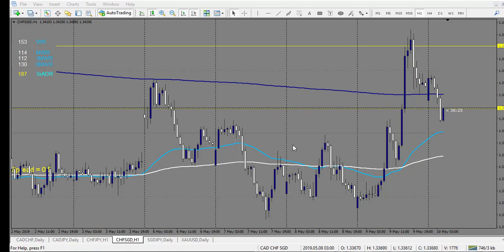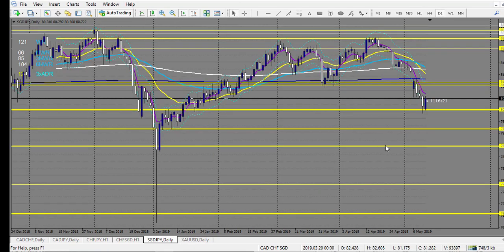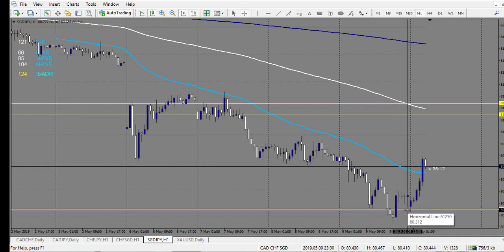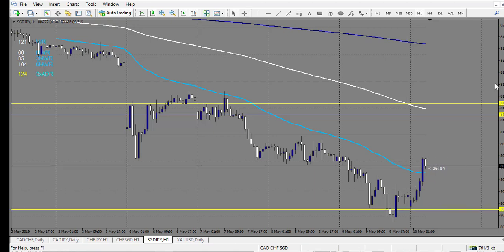Now let's look at Singapore JPY. So Singapore JPY, we have this specific trade yesterday. Stop loss would have been 14 pips. It made only 12, and it made 46, which is 3 times reward, so another win.